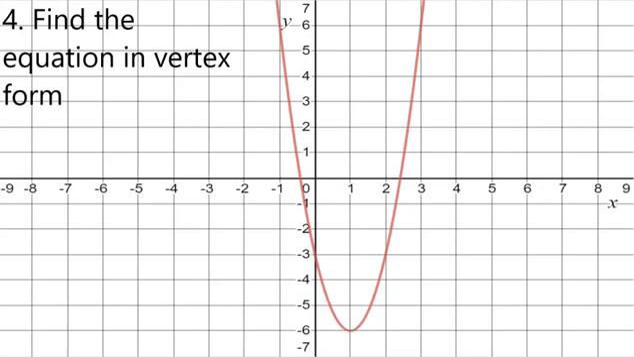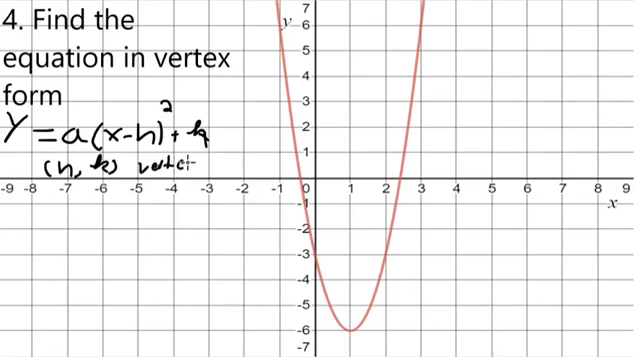Now for problem 4, we have a parabola which we want to find the equation of in vertex form. First, we remember that vertex form is y equals a times x minus h squared plus k, where (h, k) is the vertex, and importantly, a is the vertical stretch or shrink. So let's look at this parabola.